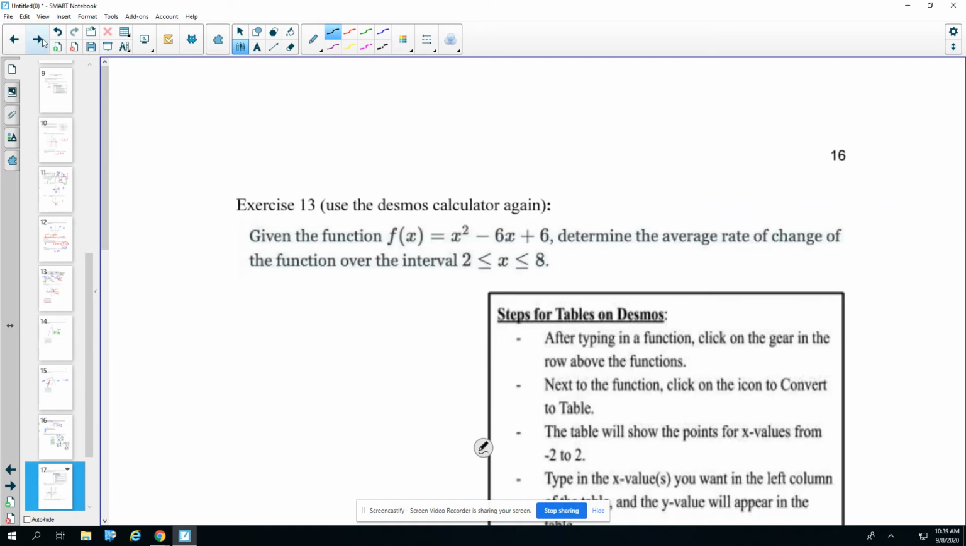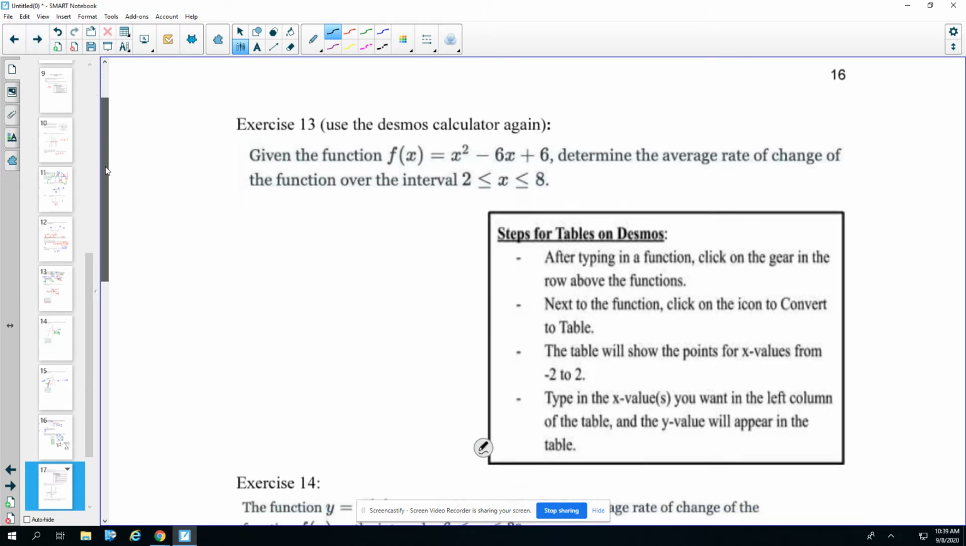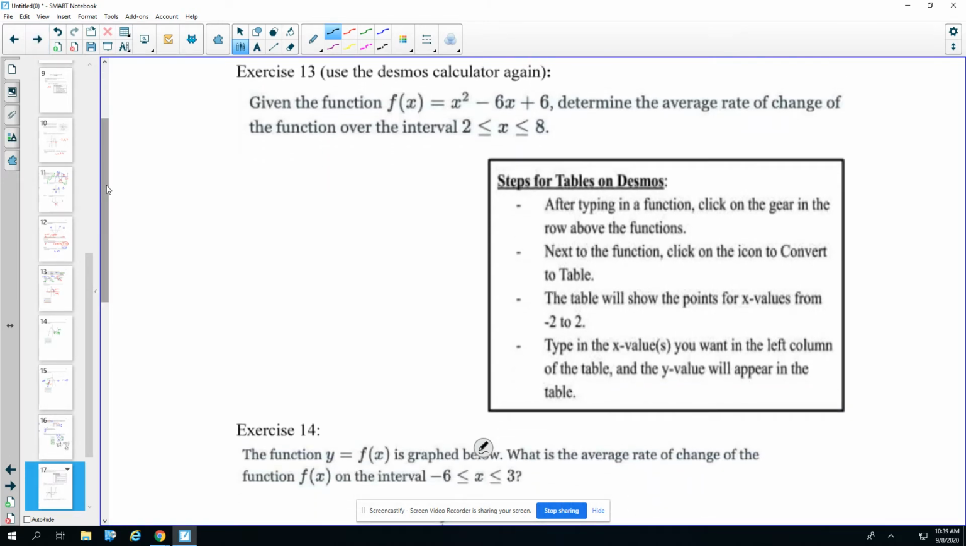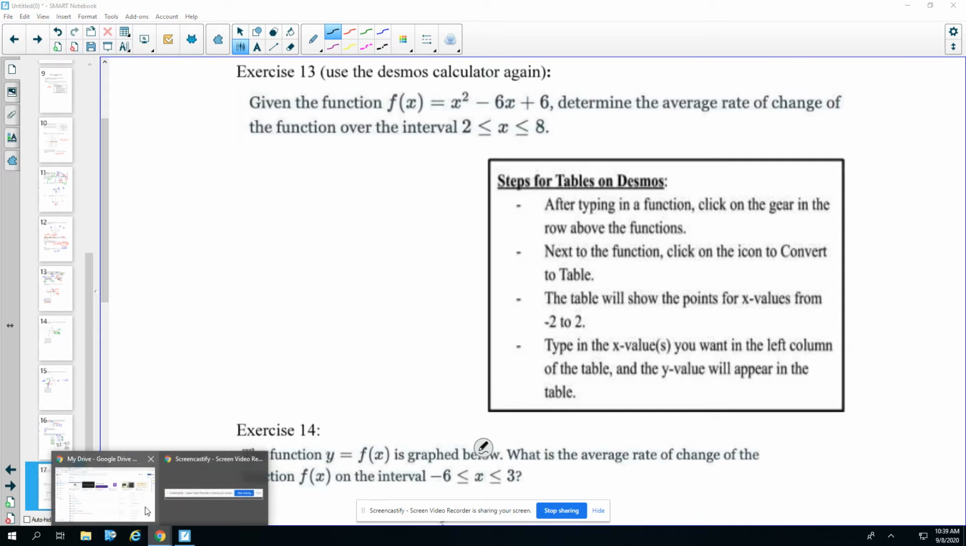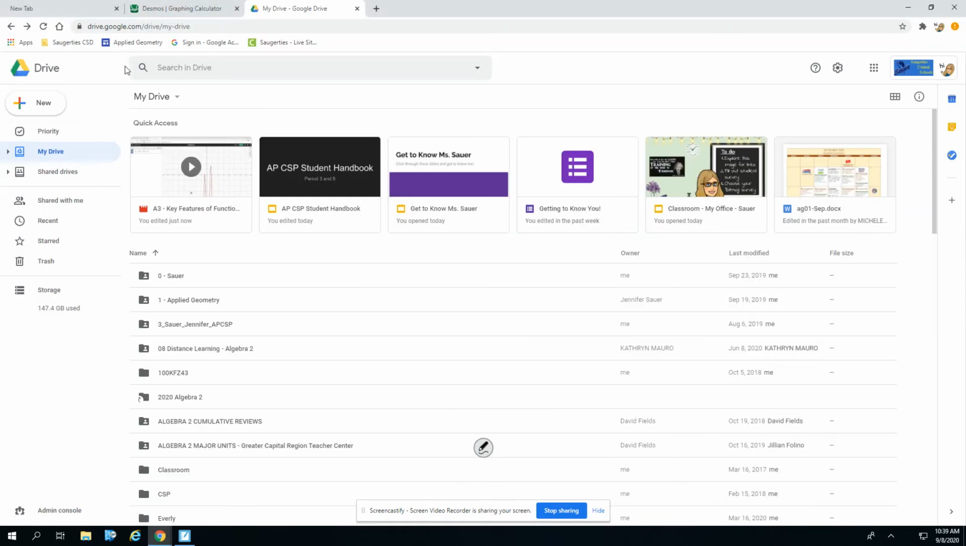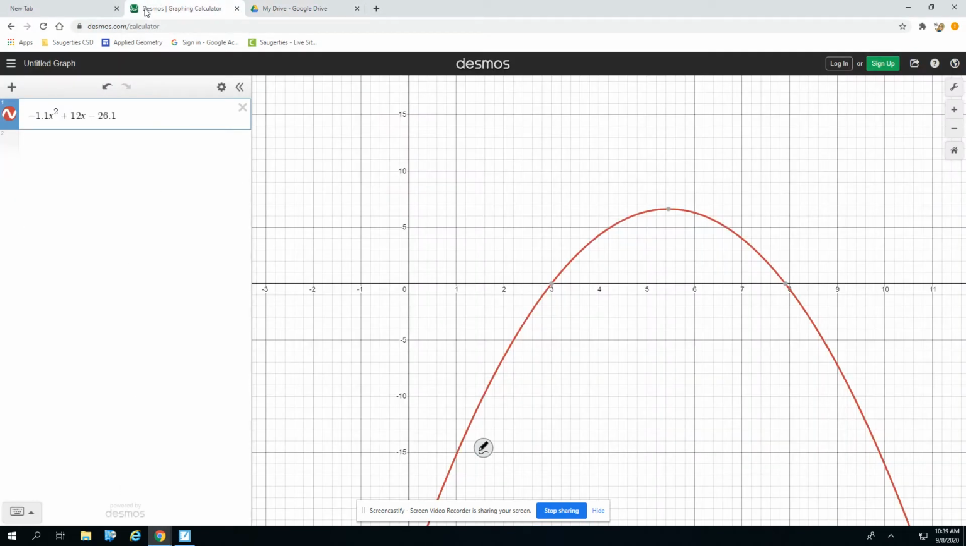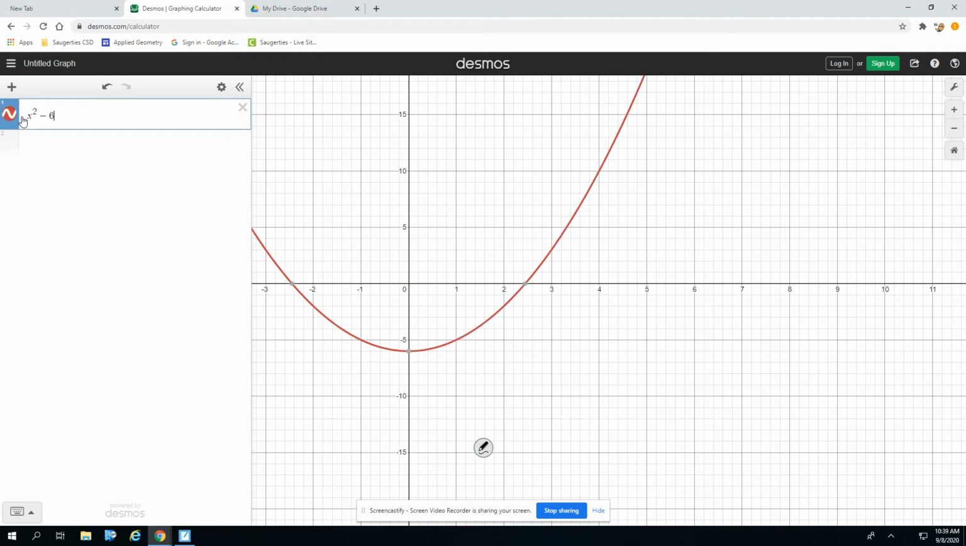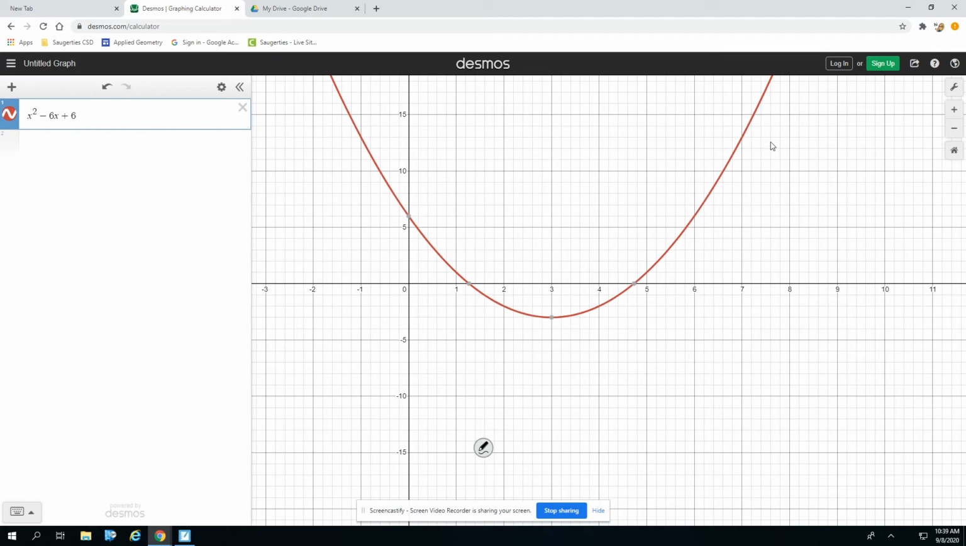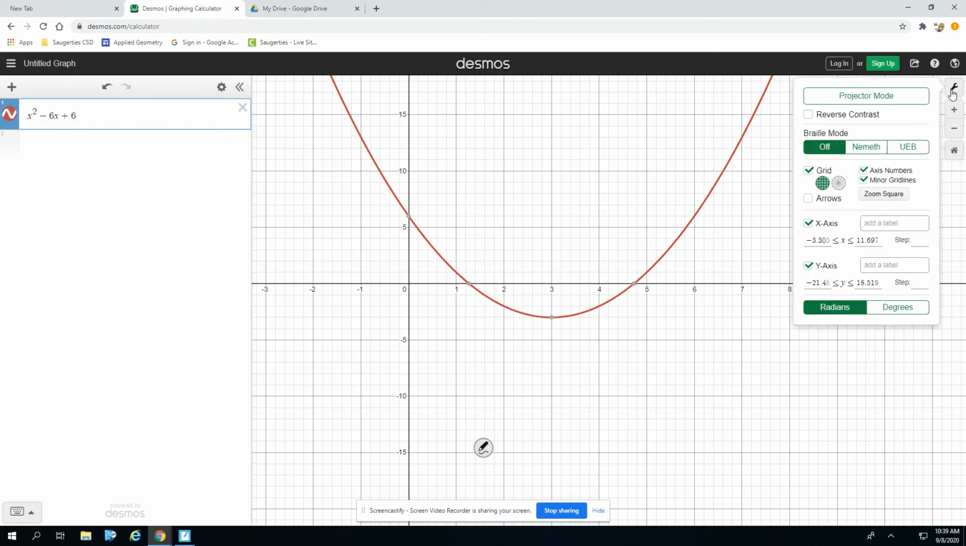The next page. Here we have with an equation. So basically, we use the equation to get a table. So we're going to go into the Desmos calculator, and it will actually make a table for us. So now that I'm in, I'm going to start typing in that function, which is x squared minus 6x plus 6.